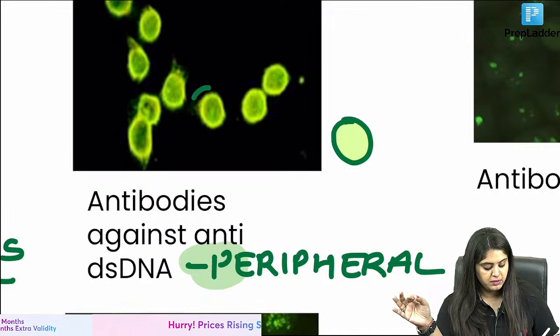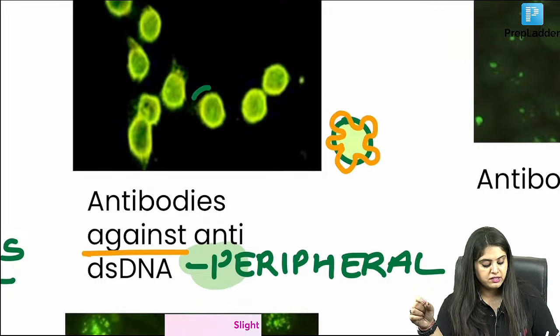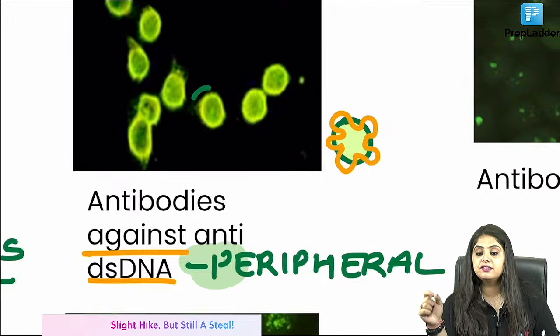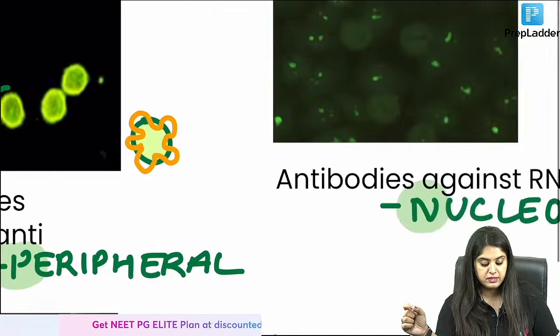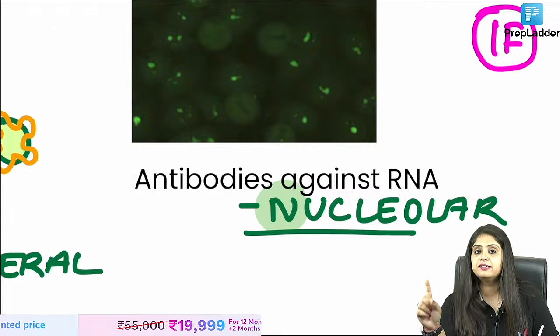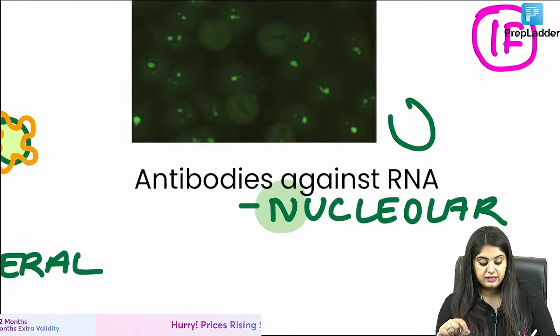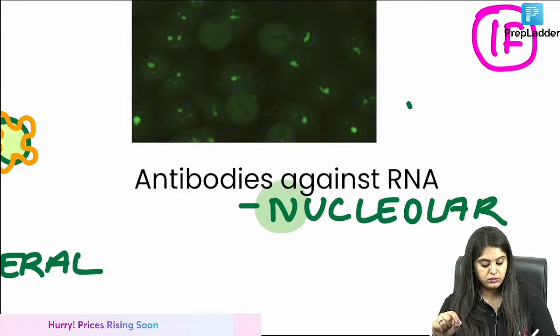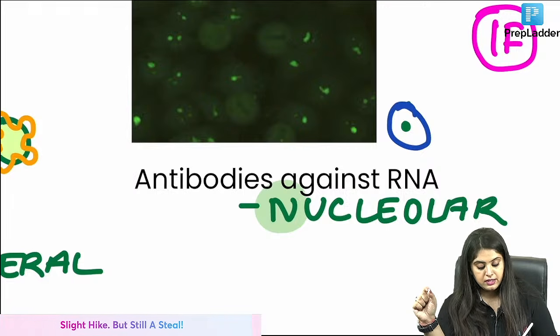And I'm going to make a snake-like DNA on the side. It appears like this because antibodies are against what? Antibodies are against the double-stranded DNA. Are we okay with this? Coming to the next, nucleolar. I'm not saying nucleus. Nucleus would mean, ma'am, the whole thing becomes green. Inside the nucleus, I'll draw the nucleus with another color. There is a green color dot, nucleolar.